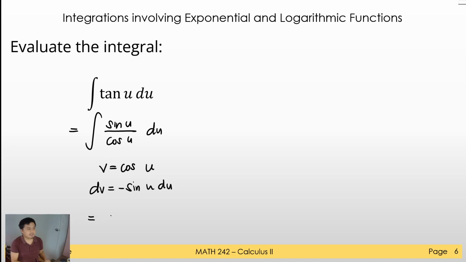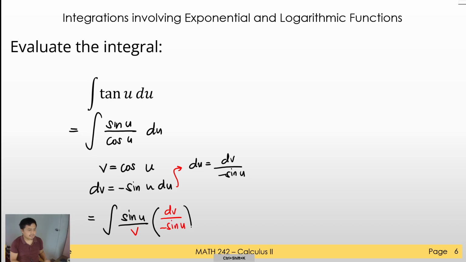So this will be equal to the integral of, we also have to remove this one. So du is equal to dv over negative sine u. This will be equal to sine u over v multiplied by dv over negative sine u. To simplify, we cancel this. The integral of dv over v, and then the negative sign here, we have negative dv over v.